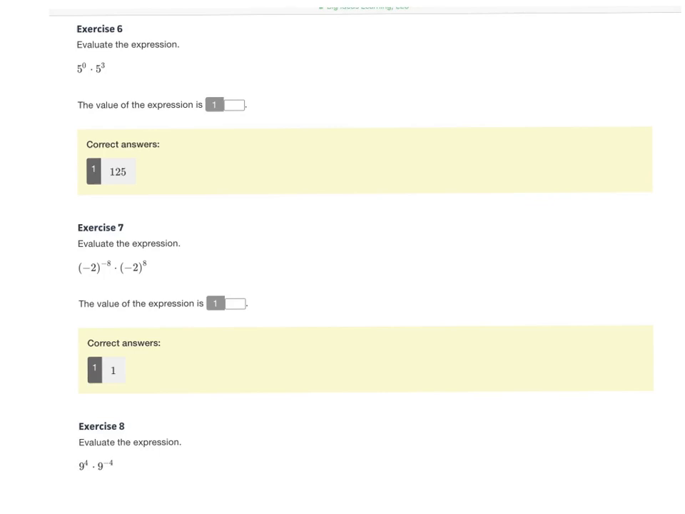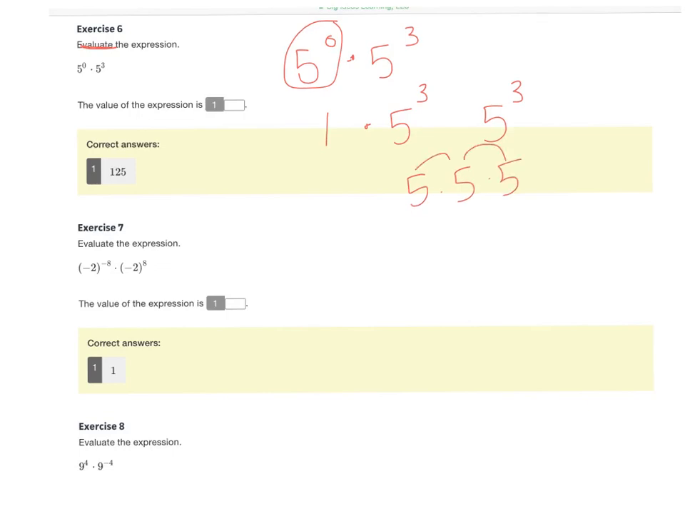Alright, so this says exercise 6, 5 to the 0 times 5 to the third. Well, what is 5 to the 0? 5 to the 0 is 1. So we can change this into 1 times 5 to the third. And 1 times 5 to the third is 5 to the third. Now if you looked at the example, it said evaluate. Remember, evaluate means to solve. So 5 to the third is going to be 5 times 5 times 5. 5 times 5 is 25, and 25 times 5 is 125. So that's how we get the answer to exercise 6.